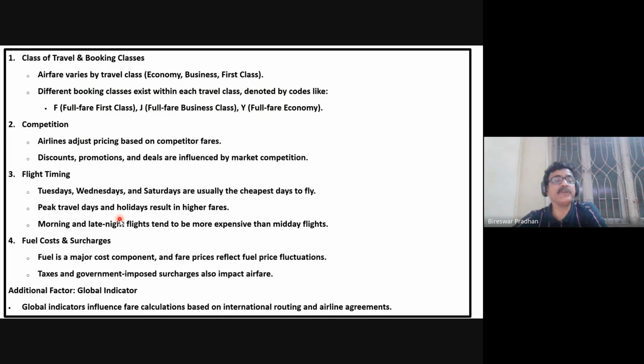And competition. Airlines adjust pricing based on competitor fares, and discounts, promotions, and deals are influenced by market competition. Flight timing. Generally Tuesday, Wednesday, and Saturday are usually the cheapest days to fly. Peak travel days and holidays result in higher fares. Morning and late night flights tend to be more expensive than midday flights.